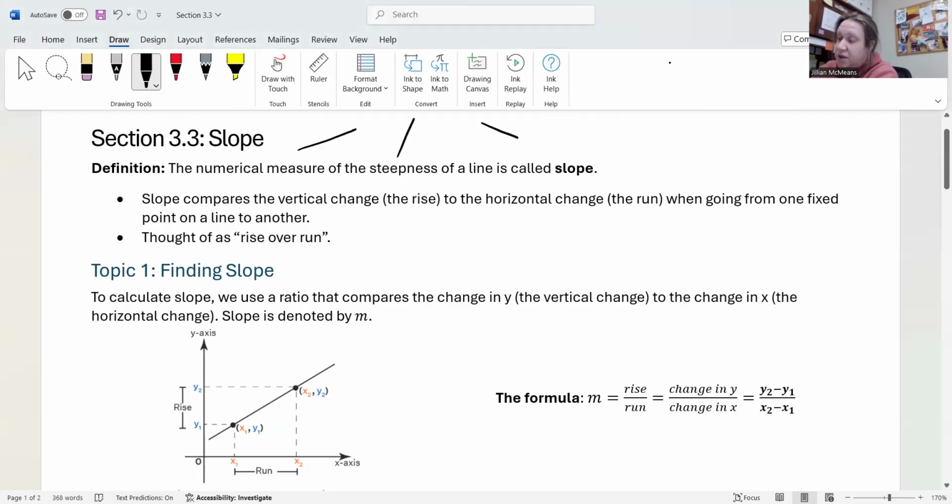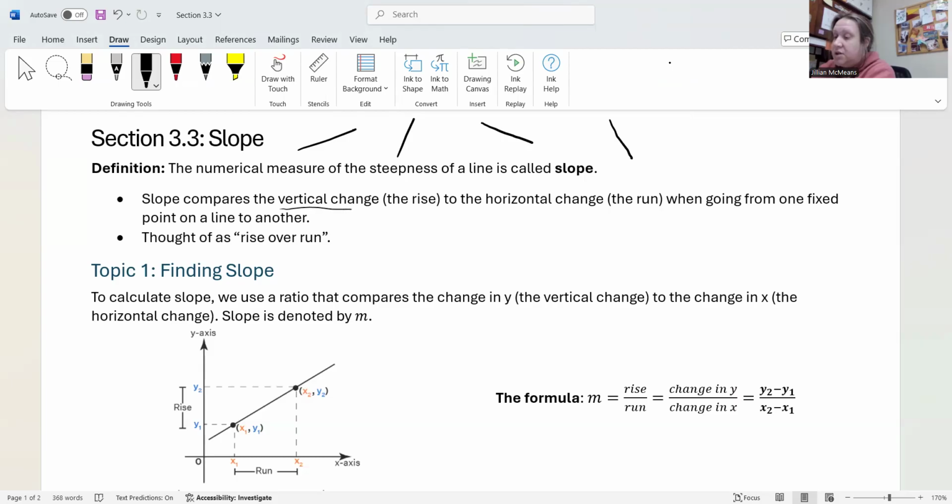and what direction our line is going. So we want to have a number that tells us how steep and what direction that line is going. Is the line from left to right rising? Is the line from left to right falling? Okay. So slope compares the vertical change, which we call the rise.